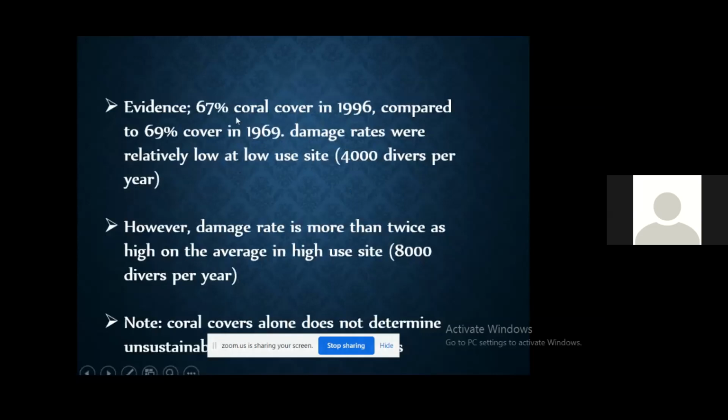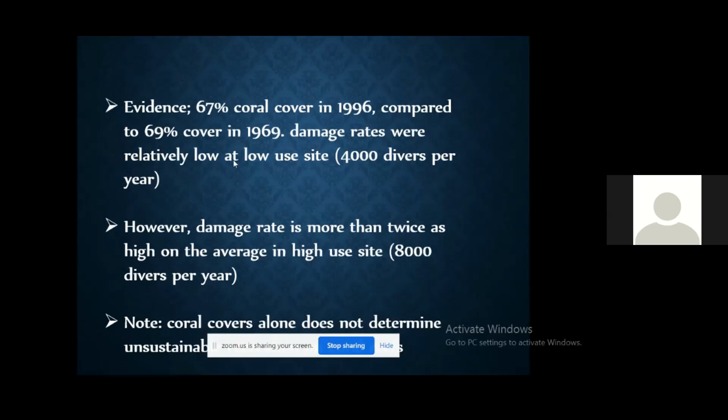The study found that in the low use sites, in 1969, the coral cover was 69%, compared to 1996, which has 67%. That means that there is little damage caused on the coral covers. The coral covers remain almost the same within this period. And in the low use site, we have 4,000 divers per year.